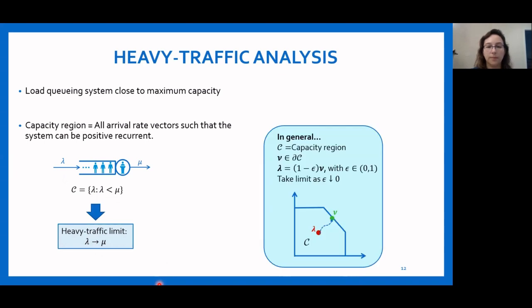So in general, if we have any capacity region, which is in this case a polyhedron in the picture, then we take a vector nu in the boundary, and in this work, we scale the arrival rate vector as 1 minus epsilon times nu, where epsilon is a number between 0 and 1. And the heavy traffic limit is the limit as epsilon goes to 0, which is one way to take the limit as lambda goes to nu.